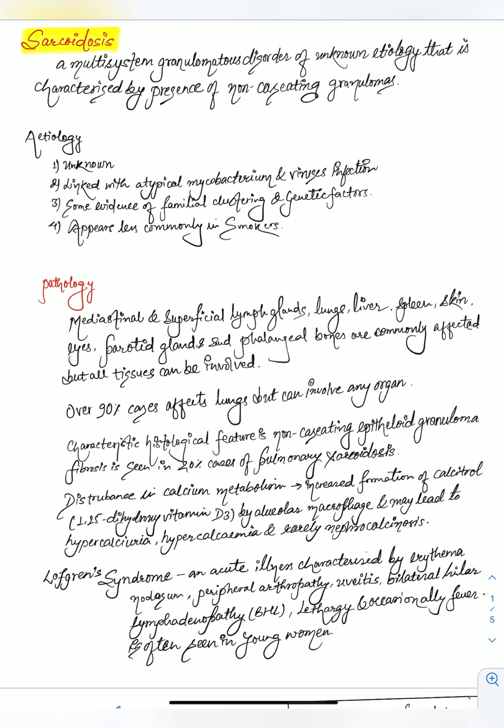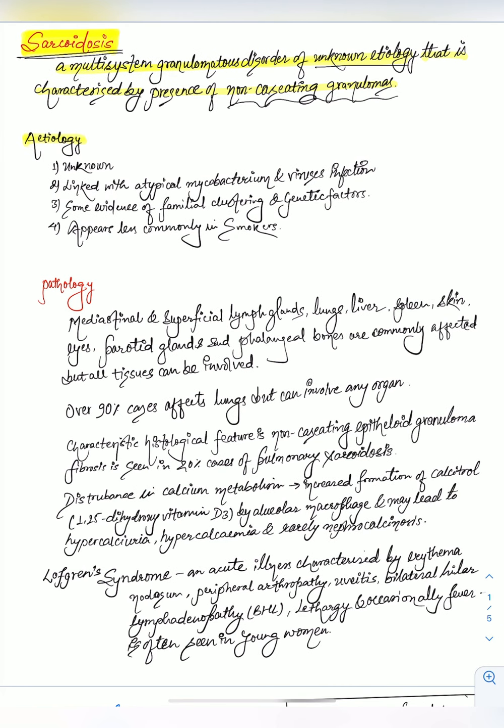So, what do you mean by sarcoidosis? It is a multi-system granulomatous disorder of unknown etiology, characterized by the presence of non-caseating granulomas. So, sarcoidosis involves many systems, that is, more than one system. We will learn it later on.